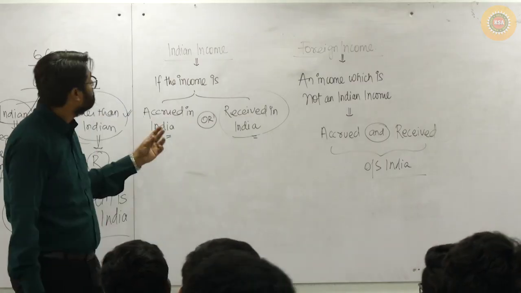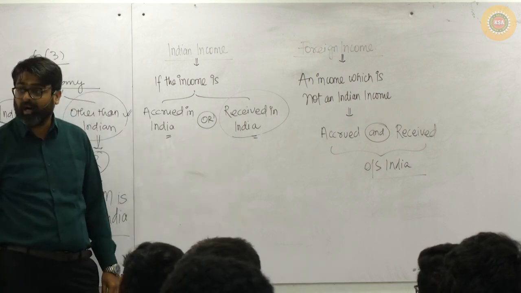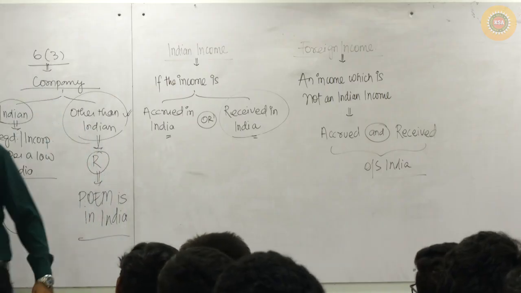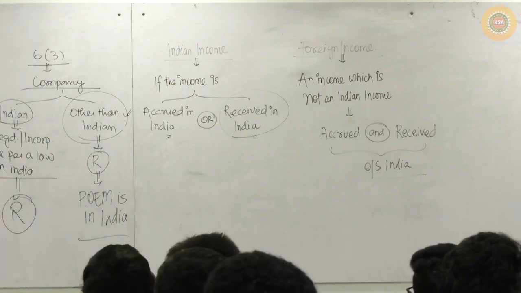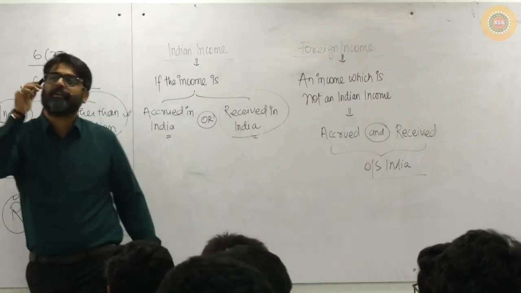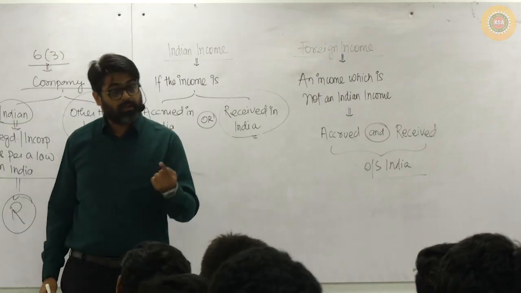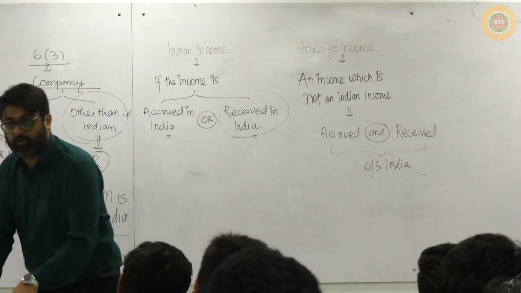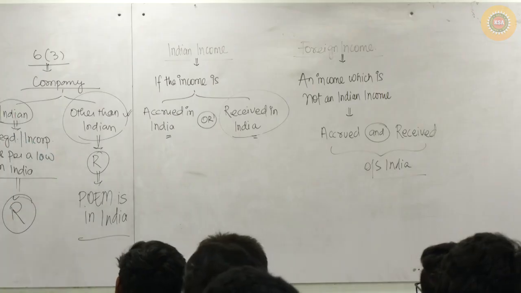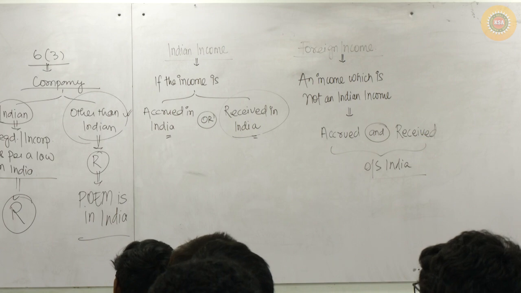What will you write? Since the income is accrued in India, hence tick, tick, tick. Taxable for all. Since the income was received in India, hence tick, tick, tick. Taxable for all. Getting my point? Since the income is accrued as well as received outside India, hence tick, cross, cross. Foreign income. Will you remember this?